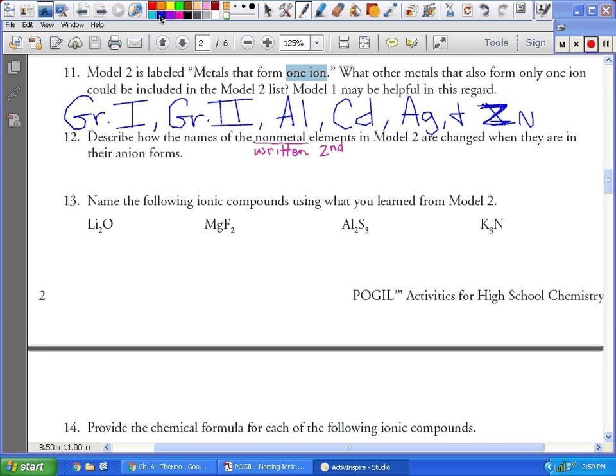Okay. So written second. Describe how the names are changed. How are they changed? Very good. They end in "ide." I-D-E. Now, there's something interesting about this. This seems to be a common trend we possibly saw 2 days ago, right? Was this just like covalent?